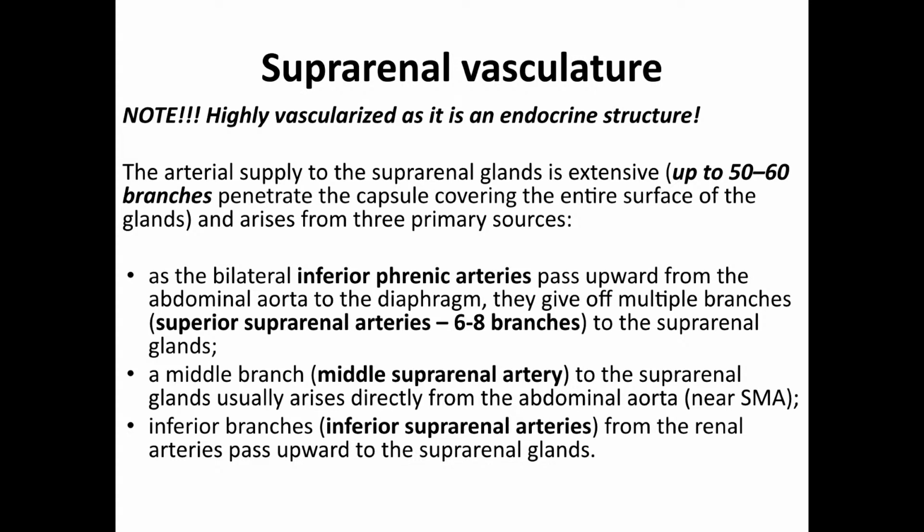And the inferior branch is called the inferior suprarenal artery, and it comes from the renal arteries and passes upwards to the suprarenal gland. So we have three branches: the superior suprarenal arteries, the middle suprarenal artery, and the inferior suprarenal artery. Which one comes straight from the aorta? This is the middle suprarenal artery. Okay, this is the question, by the way.